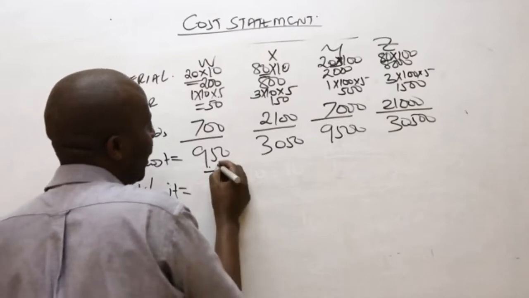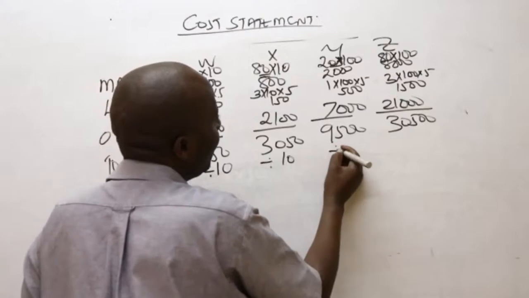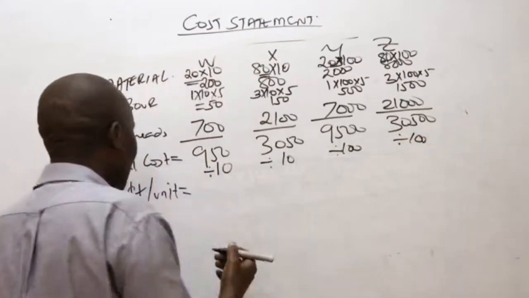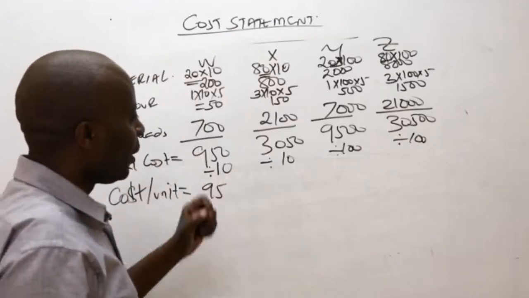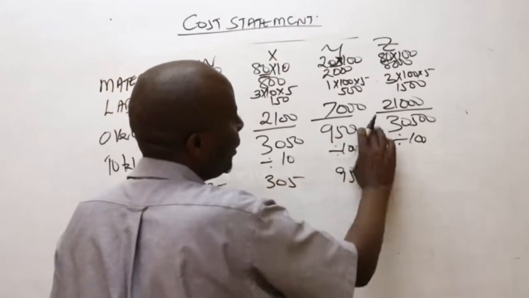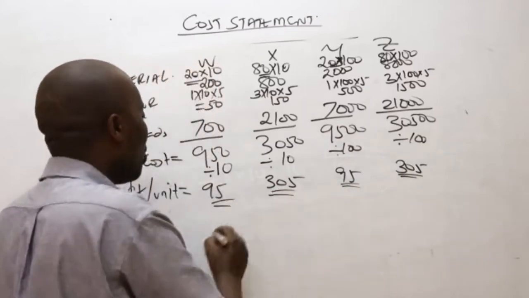We know that W has got 10 units, X has also got 10 units. Divide this by 100, divide this by 100. By doing that, we'll be able to get the cost per unit. So this is 95, this will be 305, this will be 95, this will be 305. If you do it that way, you'll be able to score all the marks.